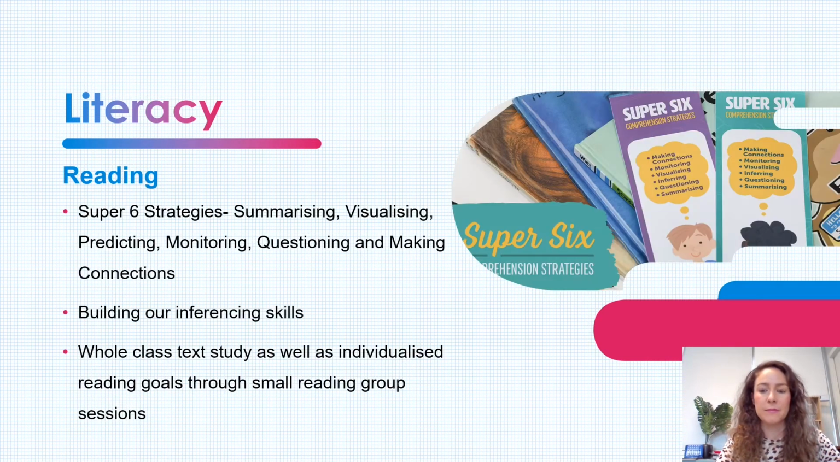In reading this term, we're looking at our Super 6 strategies, which students are also already familiar with, of summarising, visualising, predicting, monitoring, questioning, and making connections. Building our inferencing skills is also a really important skill that we're looking at this term. It's one of those skills that we would describe as reading between the lines, and it's one of the ones that they find a bit trickier, and this is another important skill that we're helping build for them for NAPLAN.